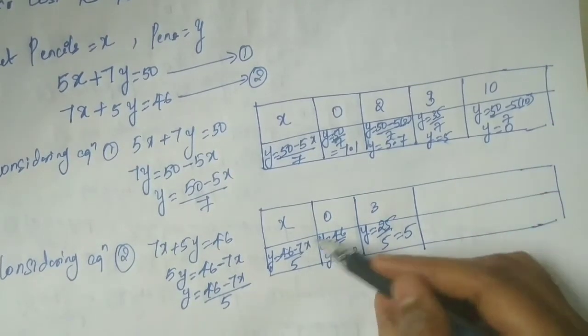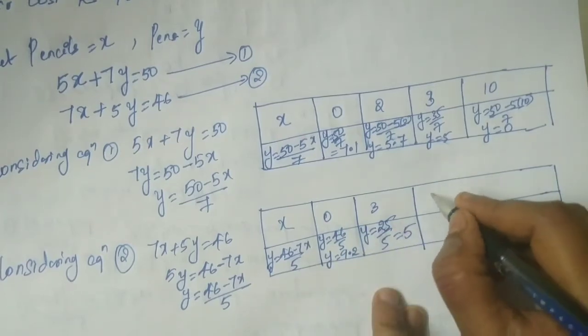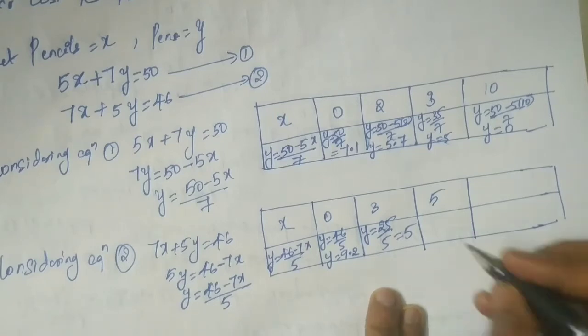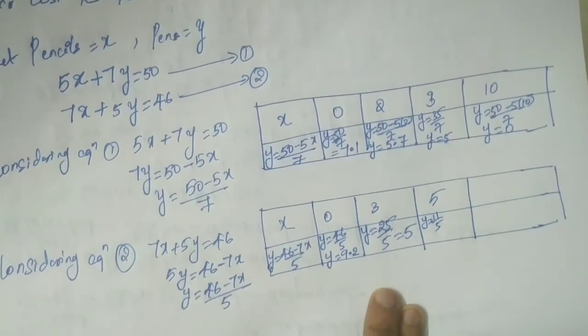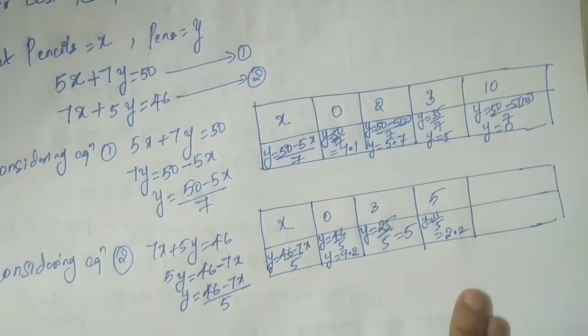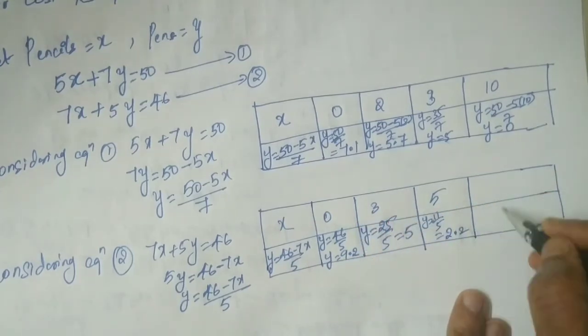Now we can take any value for x. Let me take x as 5. It is not specific, students. Again, I am repeating, you can take any values. So when I take x equal to 5, y is equal to (46 minus 7 into 5) whole divided by 5. So we get 11 by 5, around 2.2, right? So it's always better to take whole numbers, which give whole numbers also. Plotting the graph will be much easier.